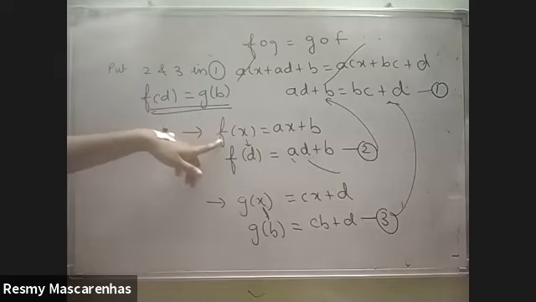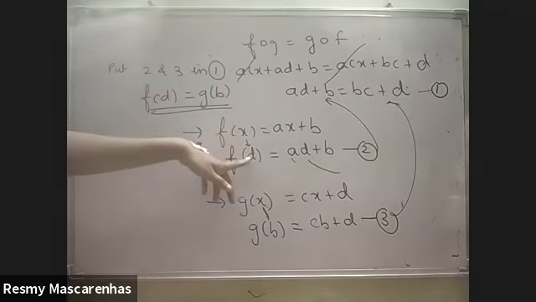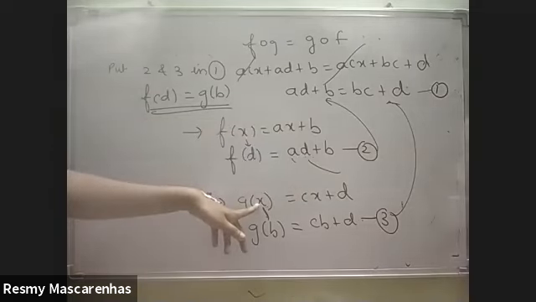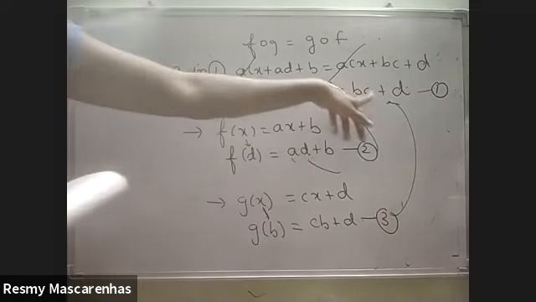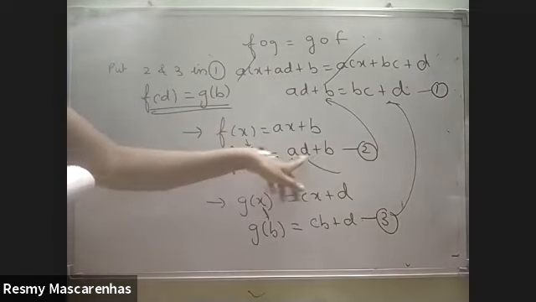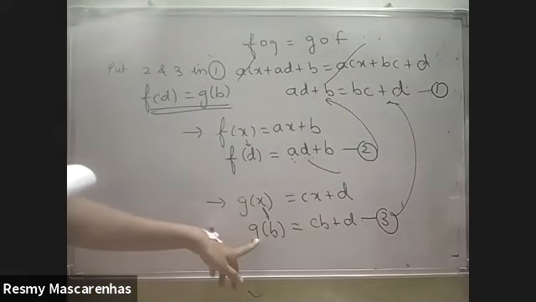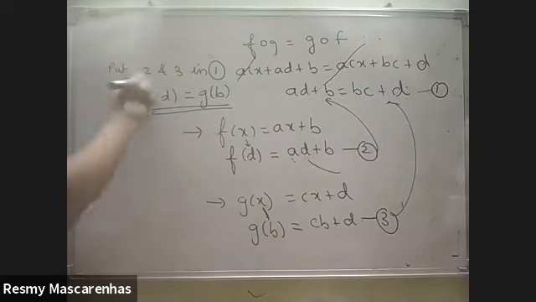Now here what they had asked, show that f of d is equal to g of b. Now we have to find what is f of d. We don't know what f of d is. That's why we took f of x and replaced it by d. Wherever there is x, we got d. Same way we took g of x and found g of b. And if you notice, they are the same answers which you get here. So what is AD plus B? Nothing but f of d. And what is BC plus D? Nothing but g of b. So if you put those, you got the answer. You were asked to prove this, you proved.